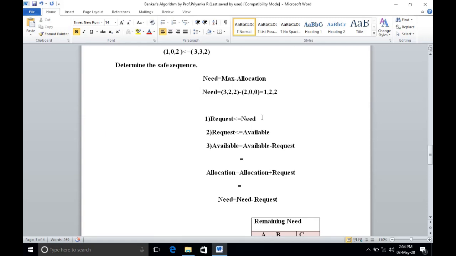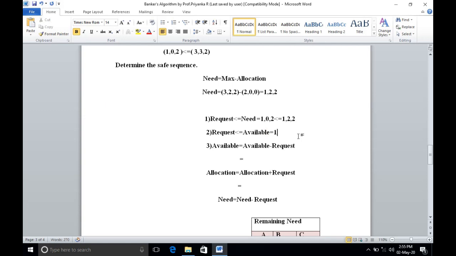After calculating this need, we go to the next step: if request is lesser than or equal to need. Our new request is 1, 0, 2. Is it lesser than or equal to need? The need we have calculated is 1, 2, 2. Yes, it is satisfying. It is lesser than or equal to our need. We'll go to step 2 where we have to check if request is lesser than or equal to available.